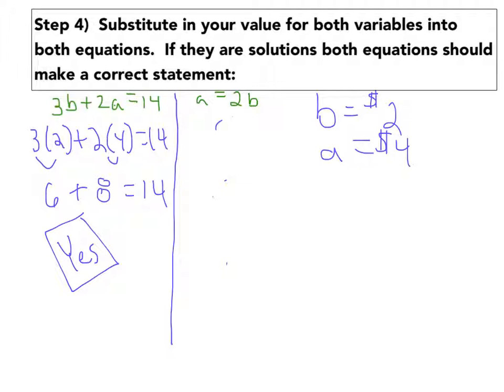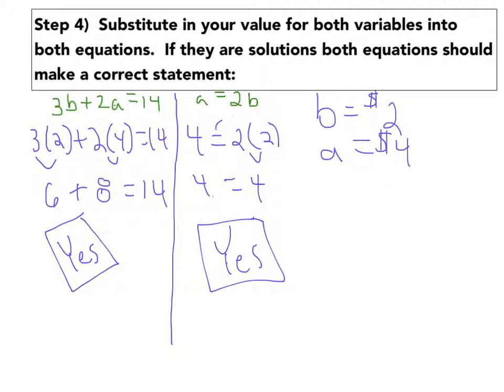Okay, well, we're going to do the same thing for the other equation. If a is 4 and b is 2, is it true that 2 times 2 equals 4? And yes, that is also true. So these two solutions are solutions to the system of equations.